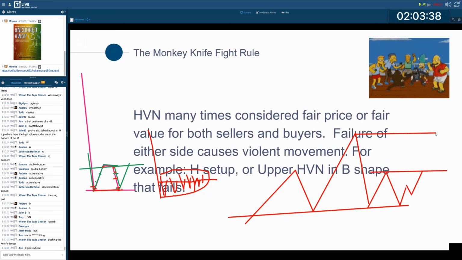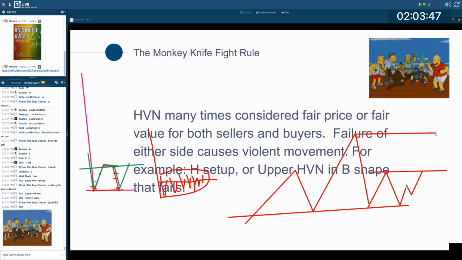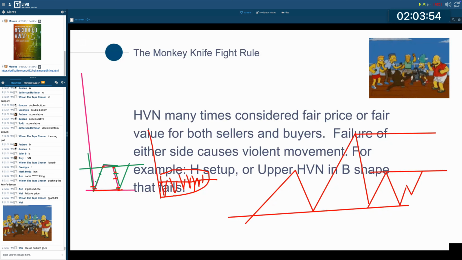Right, exactly. So the monkey knife fight rule, guys. First of all, you need to understand the structure and the patterns that typically form these. Okay, there are specific patterns that really attract both sides, like flies to egg salad sandwiches.